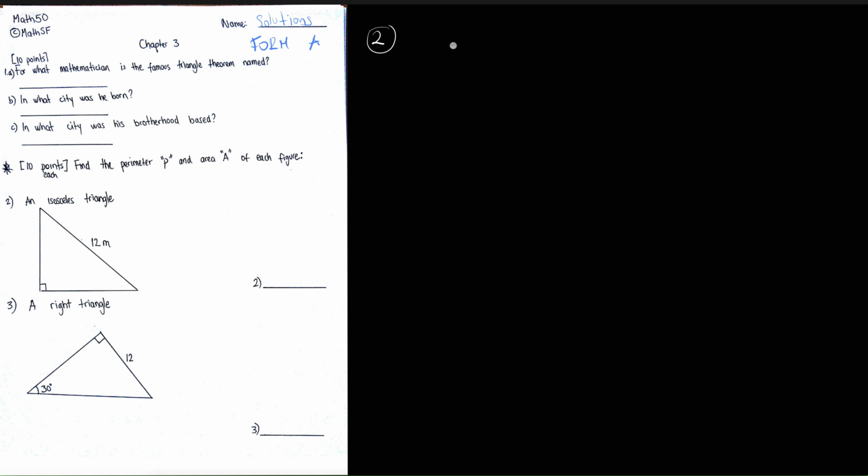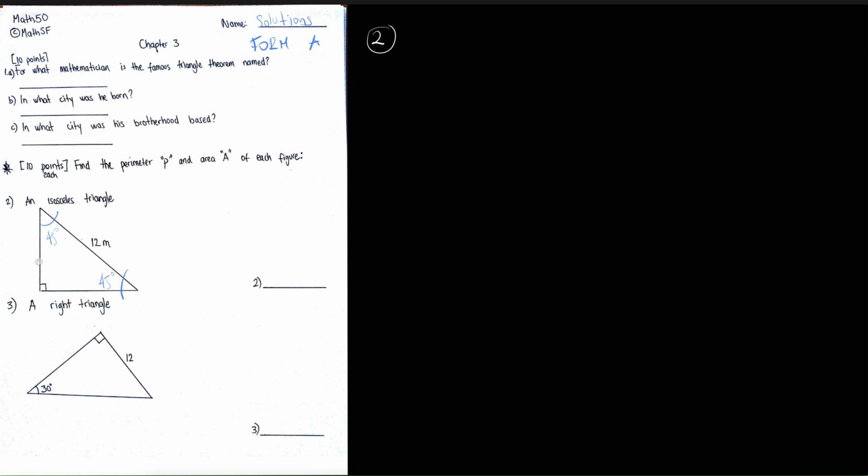Number 2. In this particular problem, they say find the perimeter P and the area A of each figure. So in problem number 2, they want you to find the perimeter and the area of this isosceles triangle. Whenever you have an isosceles right triangle, remember that if this is 90 degrees, well, this should be 45, 45. The only isosceles right triangle is the 45, 45.